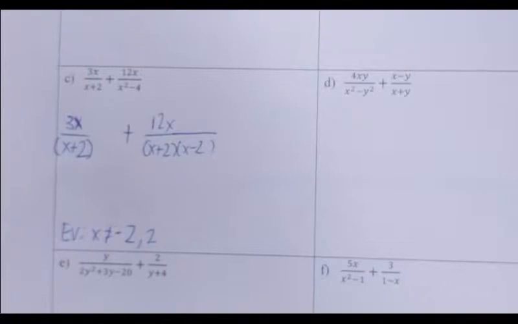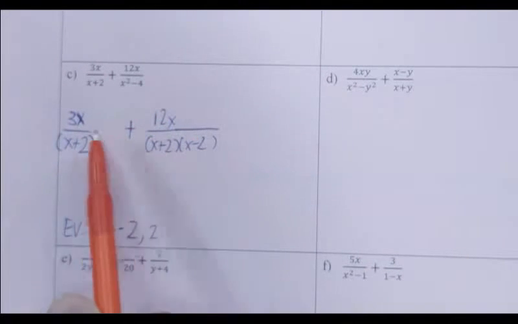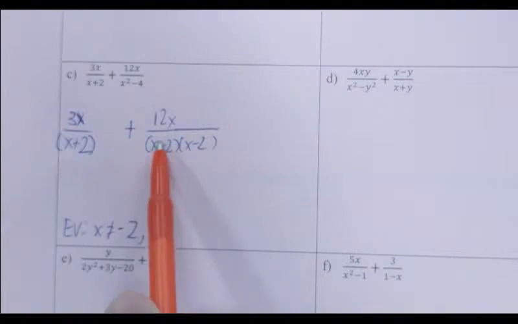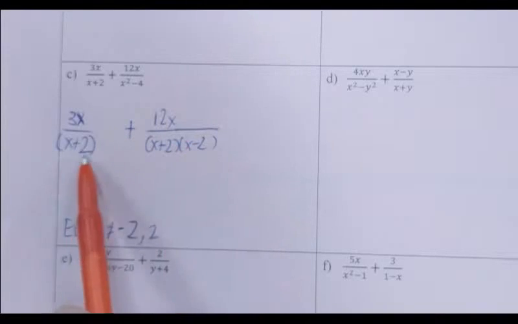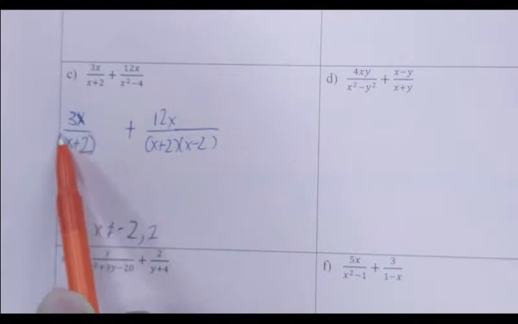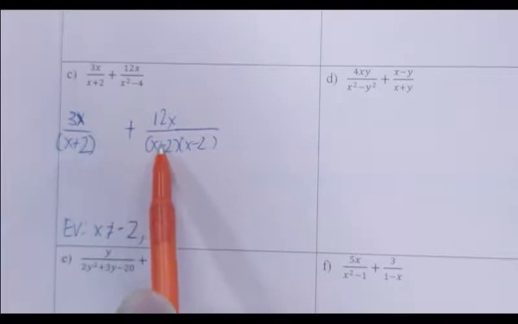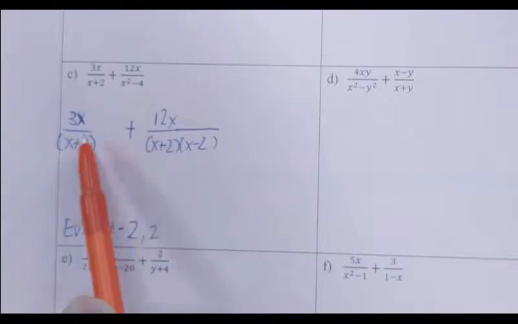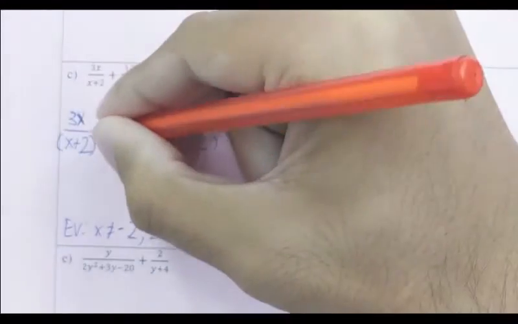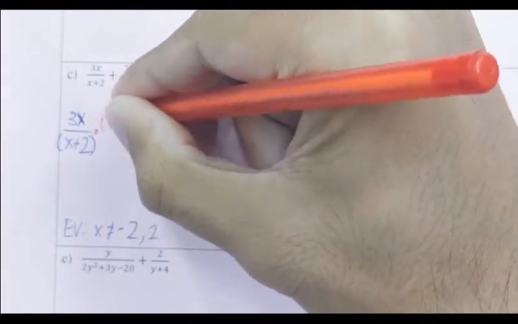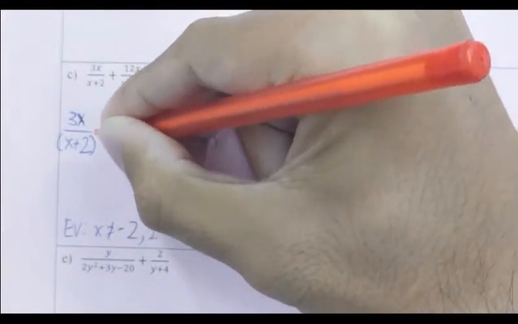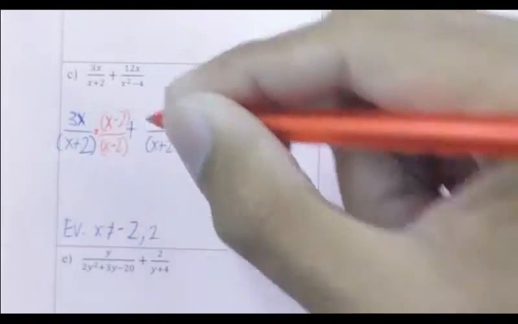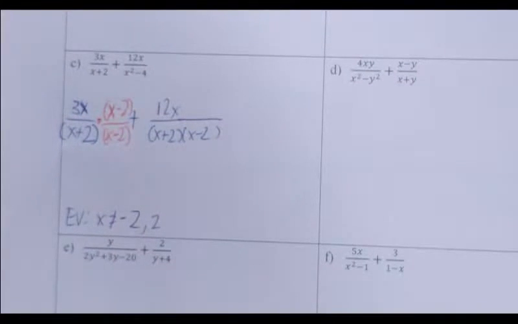Okay, so now how do I make the denominators match? This right denominator already has everything it needs. It only needs an x plus 2, and it's already got that. But this left denominator has the x plus 2 it needs, but it doesn't have the x minus 2. So we're going to multiply by x minus 2 over x minus 2 to make the denominators match.